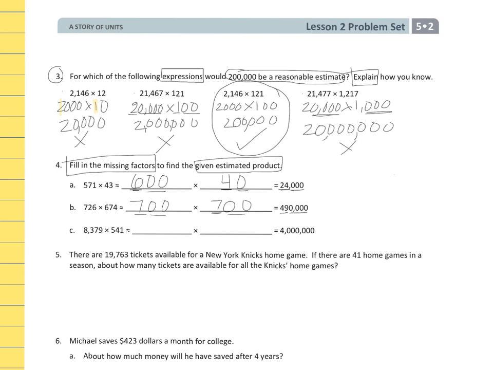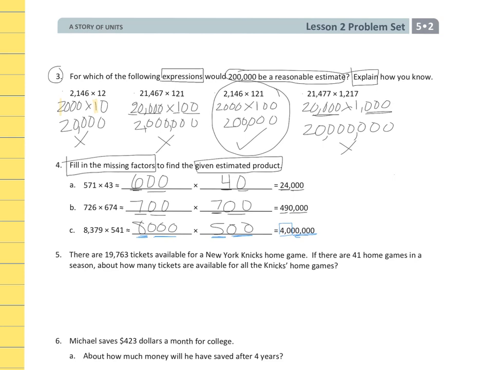And the last one, 8,379 would be closer to 8,000. And 541 is closer to 500. So let's double check. There's 8 times 5. That's going to be 40. So that means the 4 and the 0. After that, we're going to add 3 zeros plus 2 zeros. So we're adding 5 more zeros to the end of 40. And we do have 5 zeros there. So that means 4 million is a reasonable estimate.